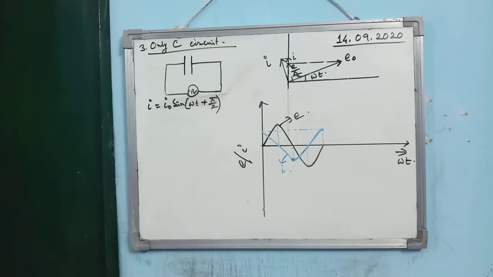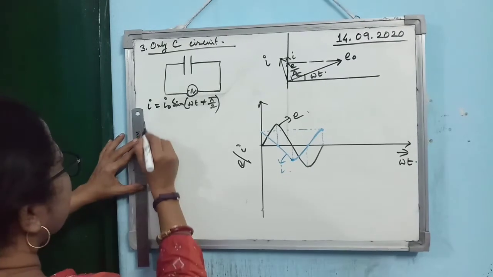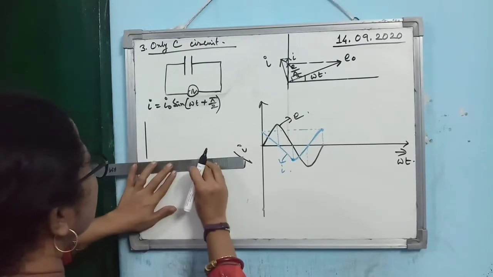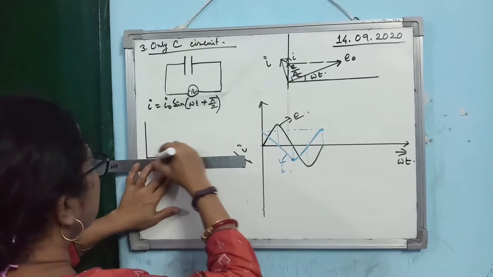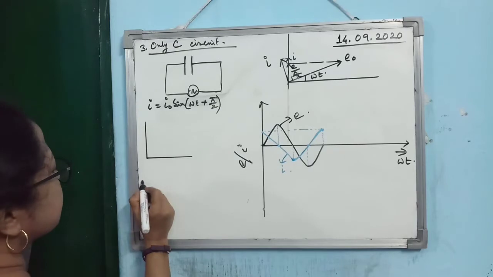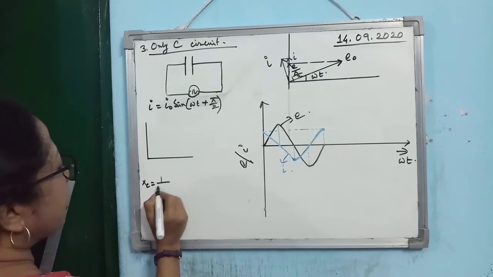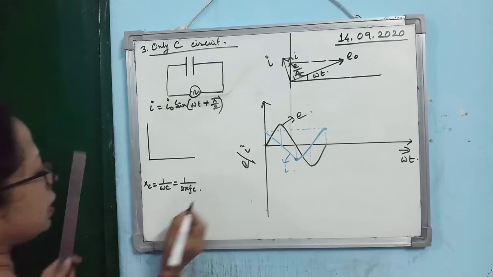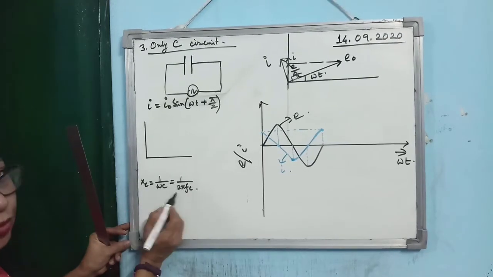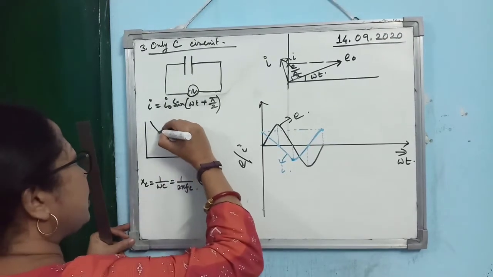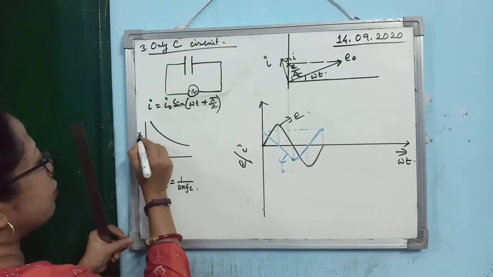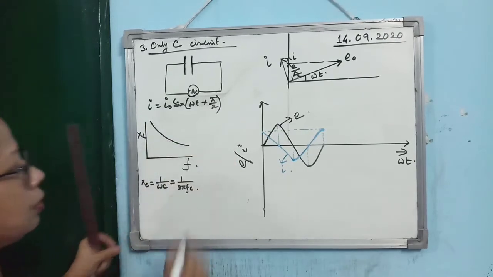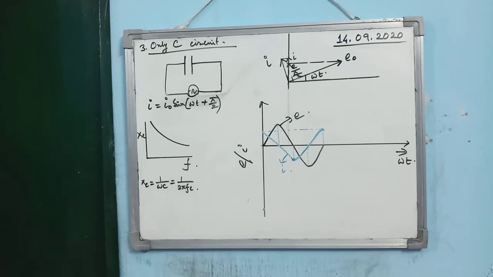Then next one will be, what will be XC versus f graph, as we have done for the previous one also. Now how we can draw it? XC is equal to 1 upon omega C is 1 upon 2 pi f into C. So you see XC into f is constant. So what will be the nature of the graph? XC versus f graph. It will be a rectangular hyperbola.